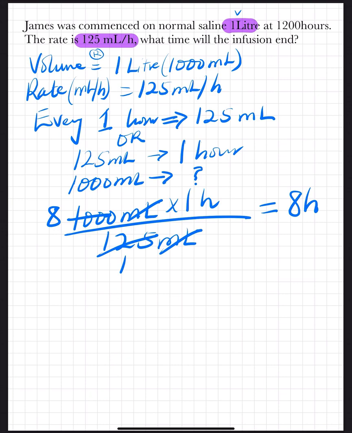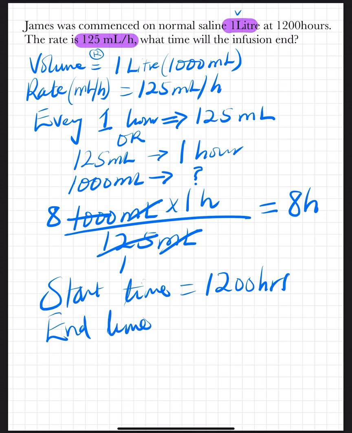But the question is asking us what time will the infusion end? So what we need to do is take into account that this one started at 12 hours. Then we count from 12 hours, we count 8 hours going forward and see what time the infusion will end. So we can say the starting time is 1200 hours. End time, when it needs to finish, will be the 1200 hours when it started, plus the 8 hours that it needs to run.